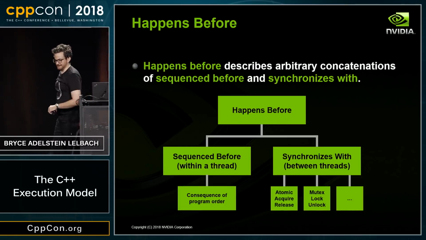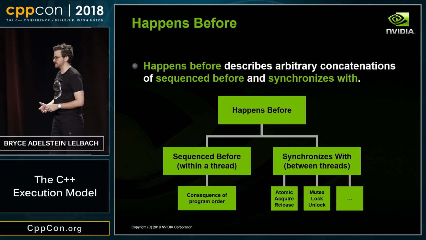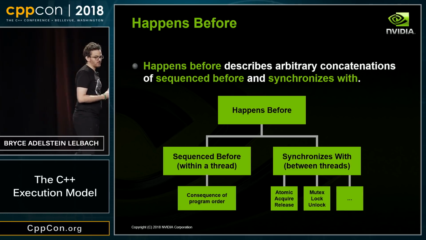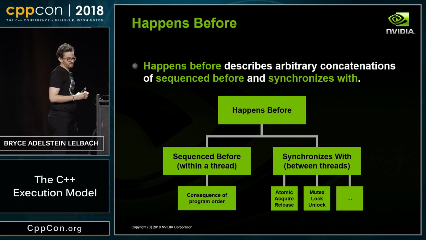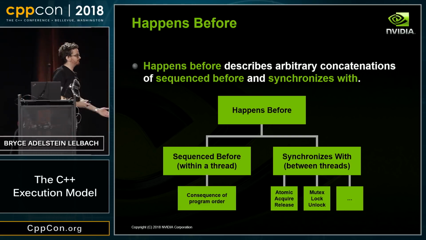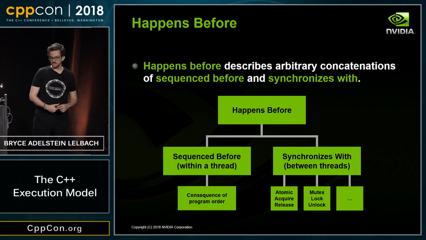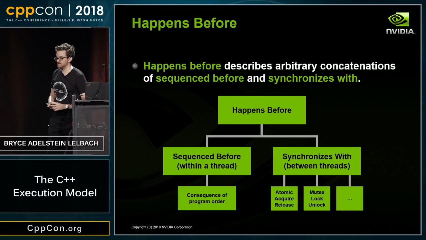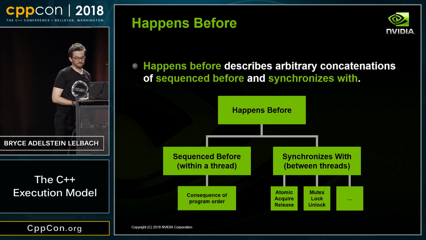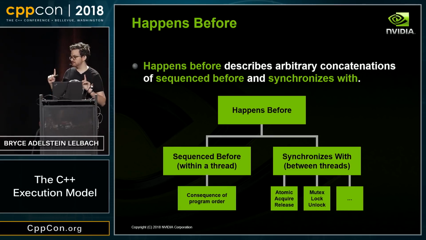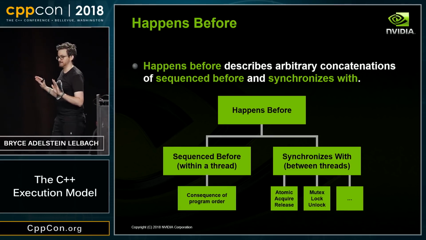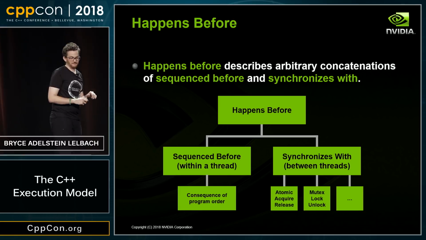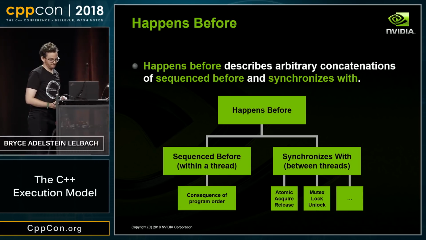So here's a helpful little chart. Happens before describes arbitrary concatenations of sequenced before and synchronizes with. Sequenced before is the relation that describes the ordering within a thread, and you get that just as a consequence of program order. Synchronizes with is a relation between threads. It's provided by certain library functions: atomic operations, synchronization operations, parallel algorithms, etc. And a little reminder: we're not talking about consume here, because this chart and these relations are not as simple and clean when you think about memory order consume.